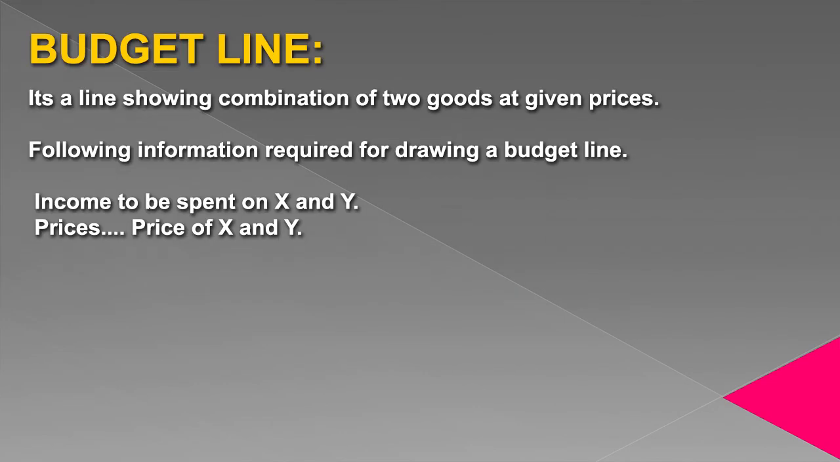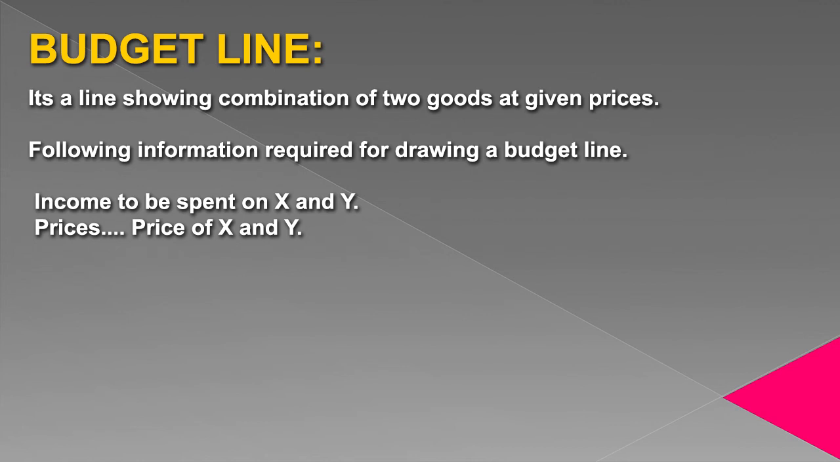Today's topic is budget line. Budget line is a line which shows a combination of two goods at given prices. Or we can say it is a line which shows a combination of two goods whose prices are known to us. If we know the prices of the goods, we can draw a line and that line will be known as a budget line. For that matter, the following information is required.